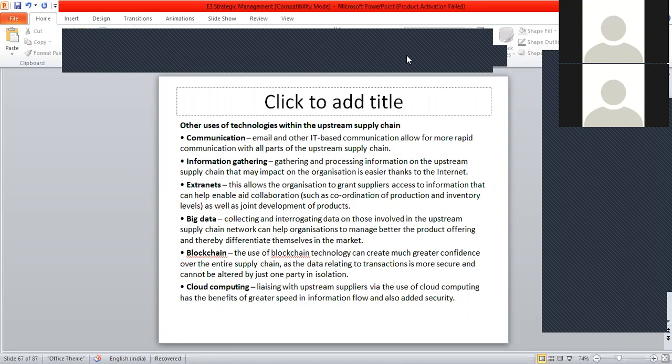Then information gathering: gathering and processing information on the upstream supply chain that may impact the organization. How do you think information can be gathered? Any example or any way in which information is gathered? Are you aware of how information is gathered?